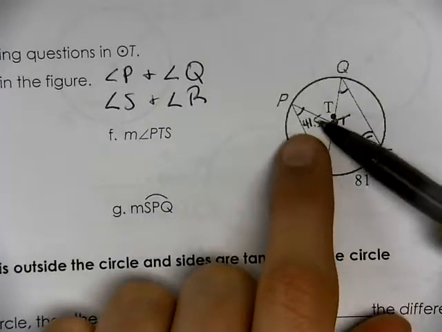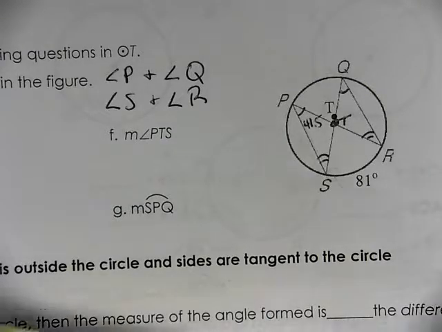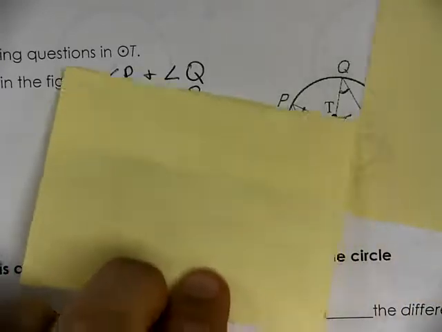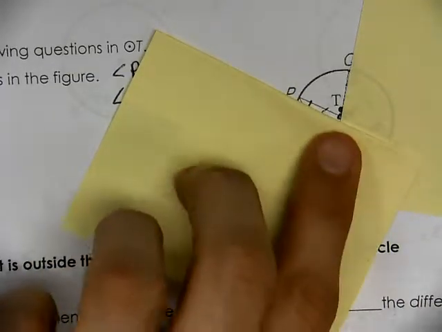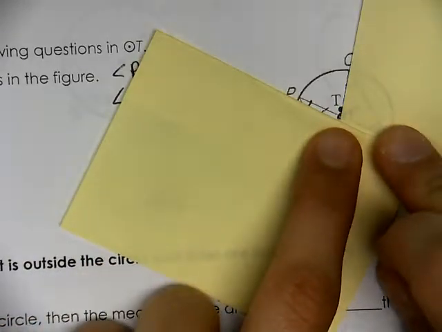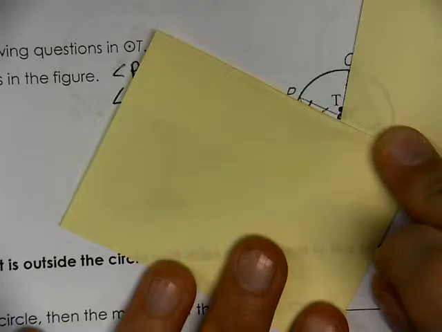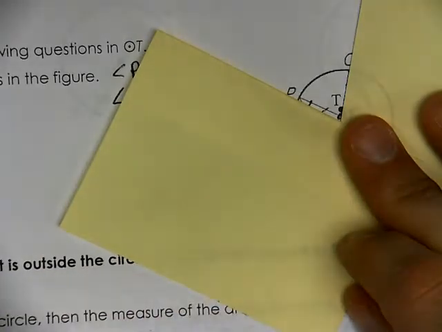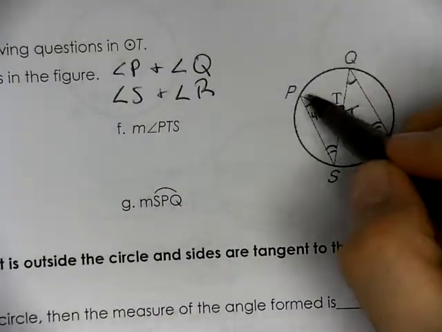right? The second one says PTQ, which is this guy. Okay, that's the central angle. Before I do that, I should probably go in order. I gotta find arc PQ. So I gotta find this guy.